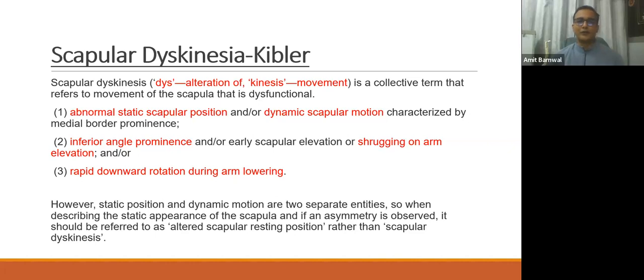Basically, we look out for medial border prominence and inferior border prominence of the scapula. There may be a rapid downward rotation of the arm when we ask the patient to put it down from elevation. Generally, when we ask the patient to elevate the arm, it's fine, but when asking the patient to put it down, it falls very rapidly. So all this counts as scapular dyskinesia.